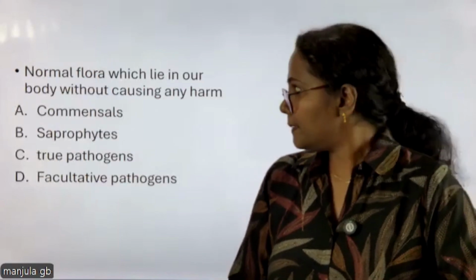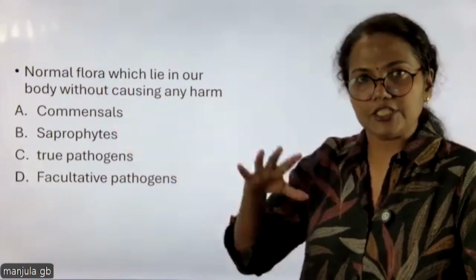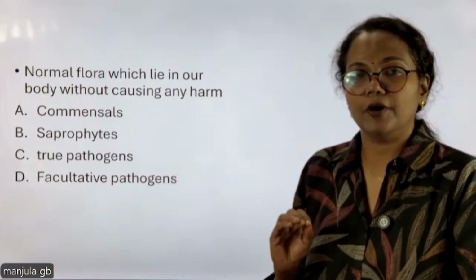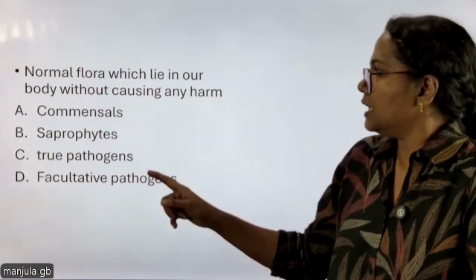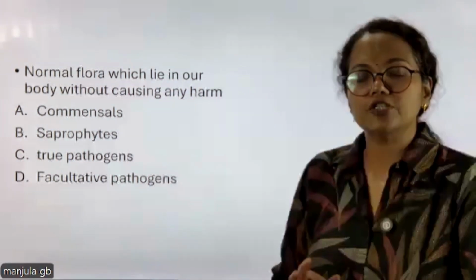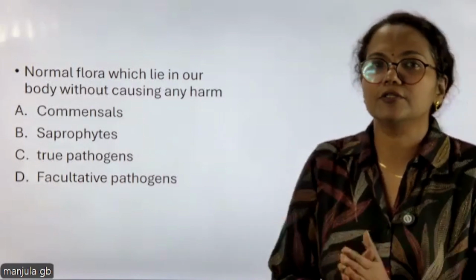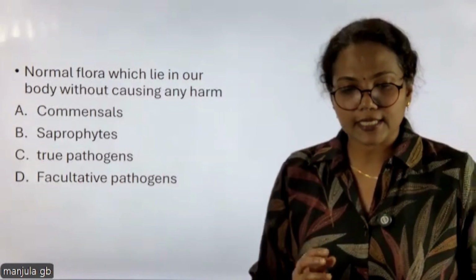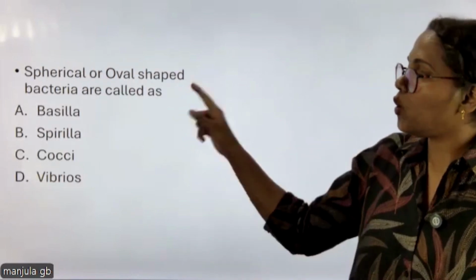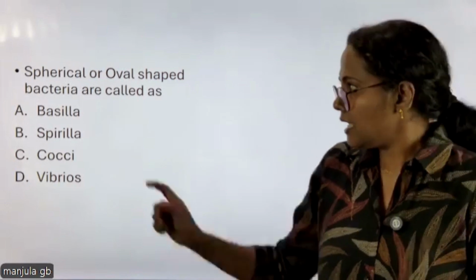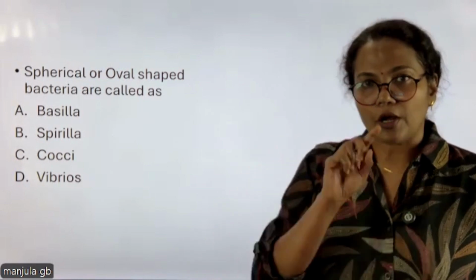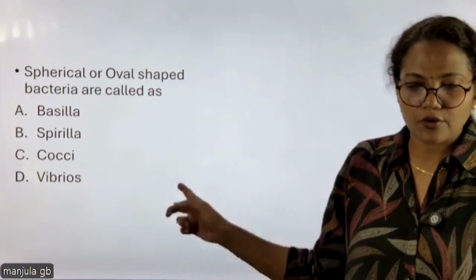Next question, normal flora in our body, which is there in our body, it remains there always without causing any harm to your body. It is called as commensals, saprophytes, true pathogens, facultative pathogens. So the normal flora which remains in your body, which does not cause any trouble to you, is called as commensals. Next question, spherical or oval shaped bacteria. They are called as Bacilli, Spirilla, Cocci and Vibrios. So round shaped ones are called as Cocci.